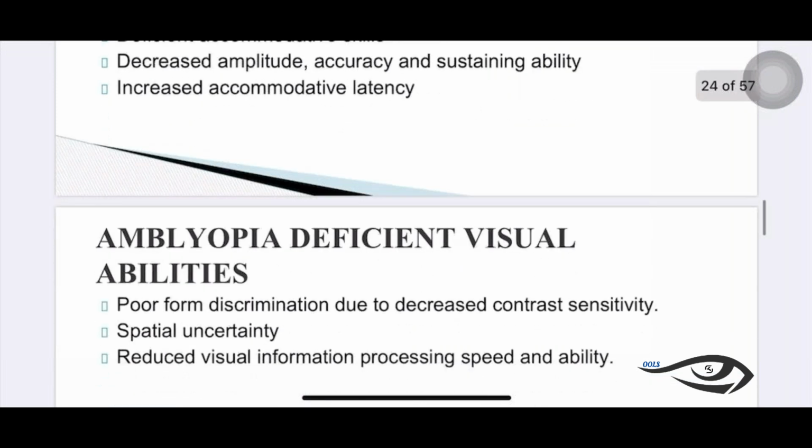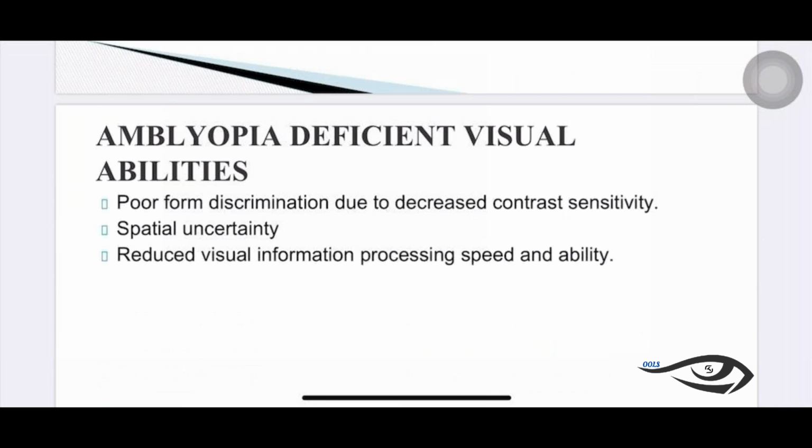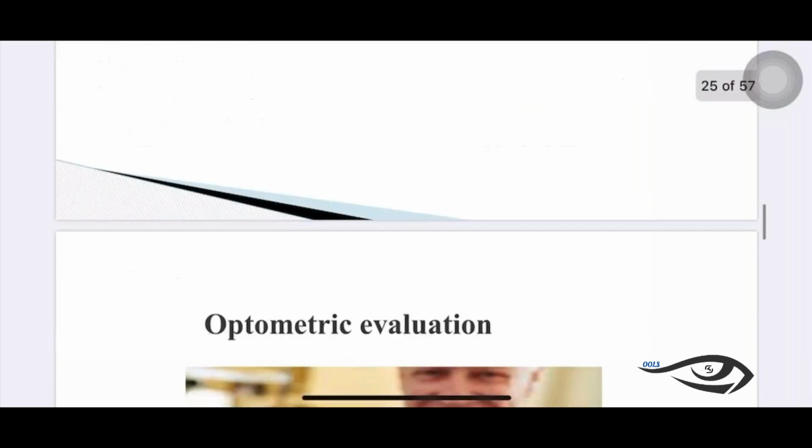Now next, there are a few more visual abilities, like poor form discrimination due to decreased contrast sensitivity, spatial uncertainty, reduced visual information processing. There are 7 skills of visual information processing, like visual discrimination, visual sequential skills, visual spatial skills. This type of skills are there, so that can be poor in amblyopia.